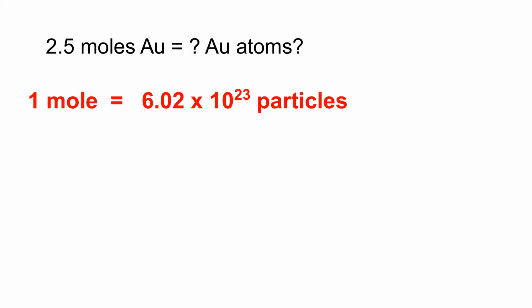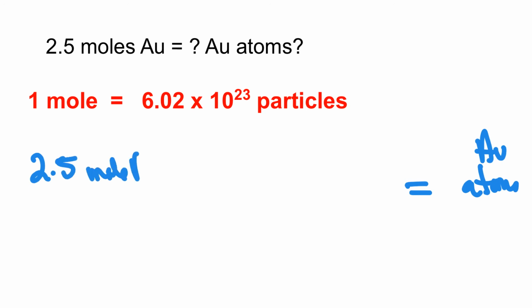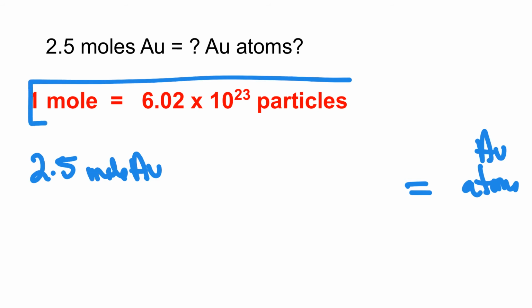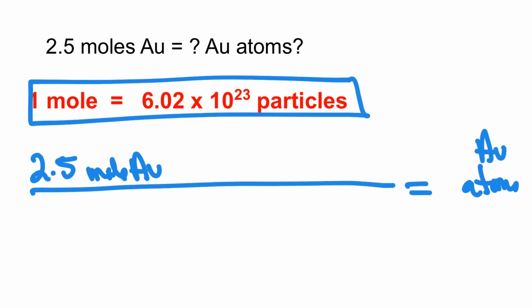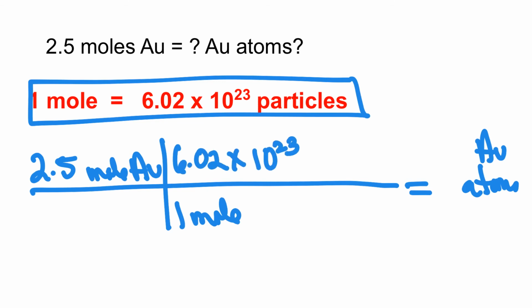If I had 2.5 moles of gold, how many atoms of gold is this? So what I want are atoms. I want atoms of gold, and I'm going to start off with a single unit, 2.5 moles of gold. So now I'm going to use this equivalent, and just like all factor labeling problems, I want to get rid of the unit that I don't want. So I want 1 mole on the bottom, and 6.02 times 10 to the 23. In this case, the particle is an atom that I'm counting. And so now I'm done because the moles cancel and I want atoms, and that's what I have left.